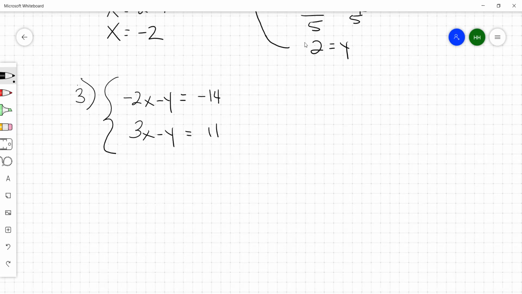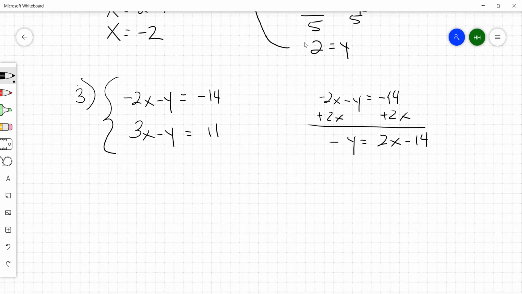Did you do anything first or didn't know what to do first? Say that again, I'm sorry, I didn't hear you. Okay, so did you solve for one of the letters first? When you solved, which equation? Top or bottom? Top. So in the top, if you went 2x minus y equals negative 14, and then did you add 2x to each side? Okay. Did you divide everything by negative 1 next?